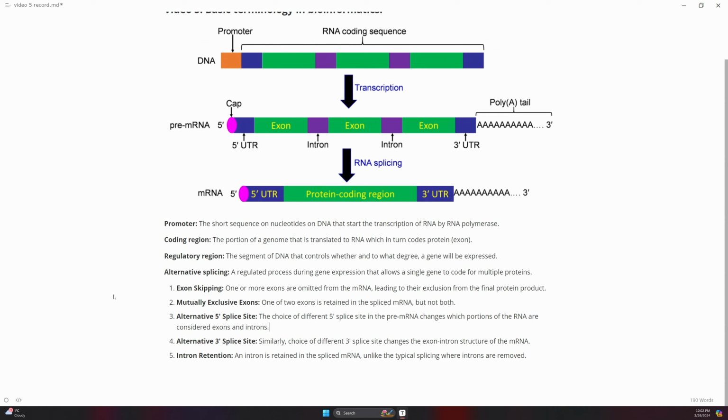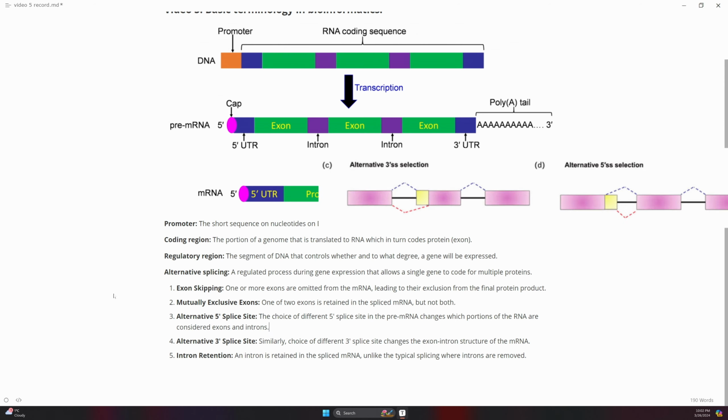In alternative splicing, there's also the alternative 5' splice site and alternative 3' splice site. The choice of different 5' splice site in the pre-mRNA changes which portion of the RNA is considered exon and intron. In other words, here exon and intron could be interchangeable, depending on how you actually choose the 5' splice site. Similarly, there is also the choice of the 3' splice site, which changes the exon-intron structure of the mRNA. This will further complicate the alternative splicing.